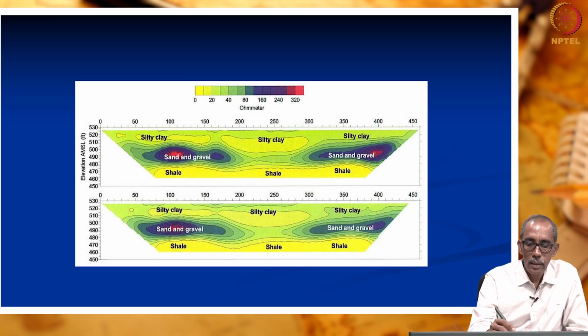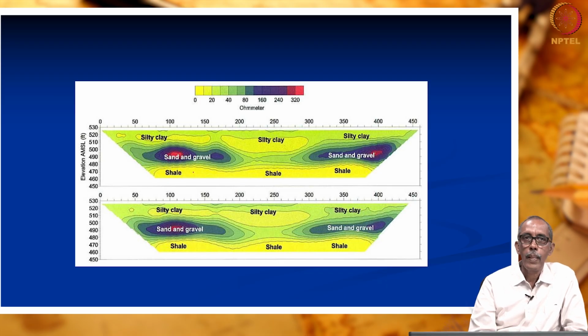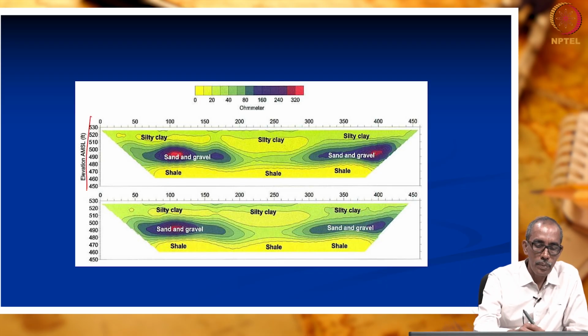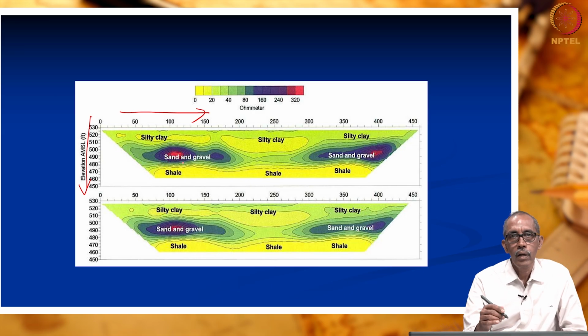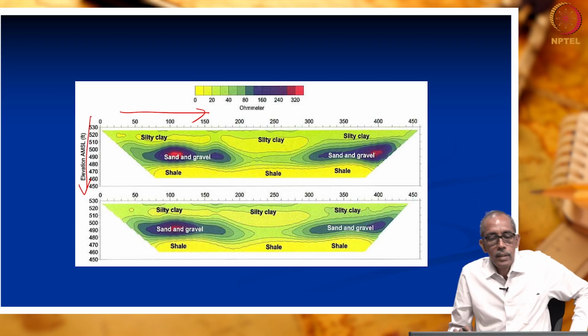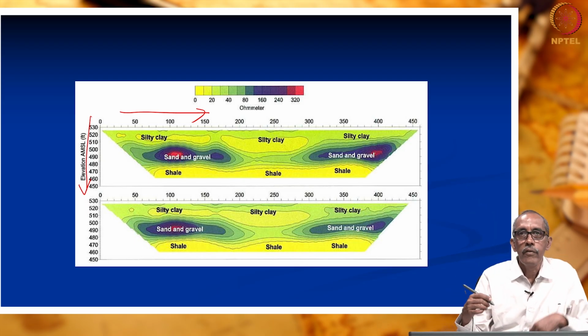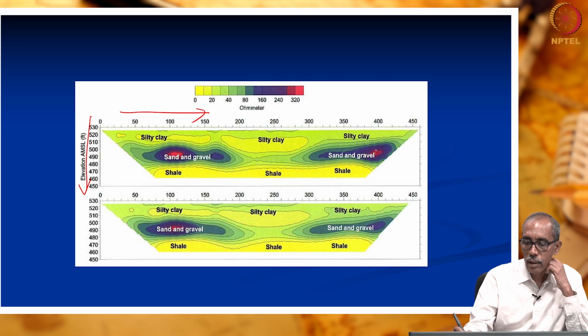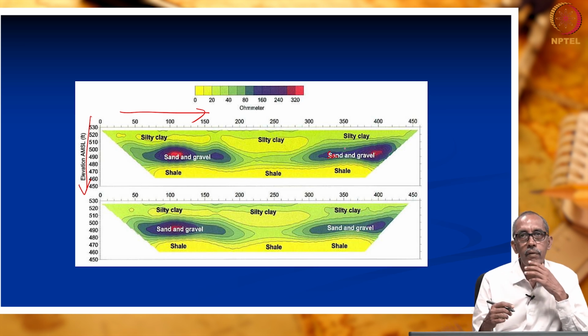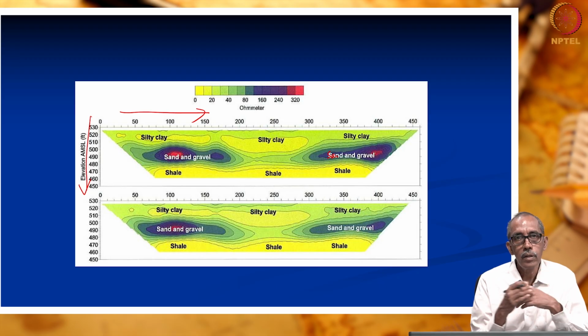So, one such inversion is done here, right. Inversion has been done and it shows the resistivity values with respect to depth. This is depth and this is distance. Whatever you see inside, they are all resistivity contours. In these resistivity contours, by interpreting the resistivity contour, we have written sand and gravel. The resistivity meter does not give information about whether it is shale or clay or sand, right.